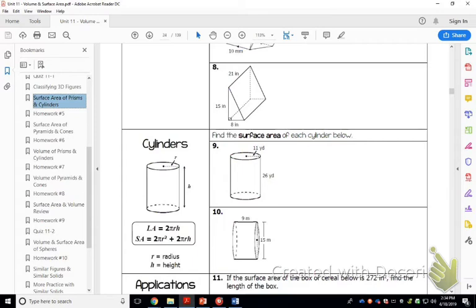All right, so 8 again is a triangular prism. So let's just take a quick look at the lateral area. For our lateral area, we need the height. What is the height between the two? 21, right? Between the two bases. Now times the perimeter. What's the perimeter of your triangle? 15 plus 8. What's the length of your third side there?